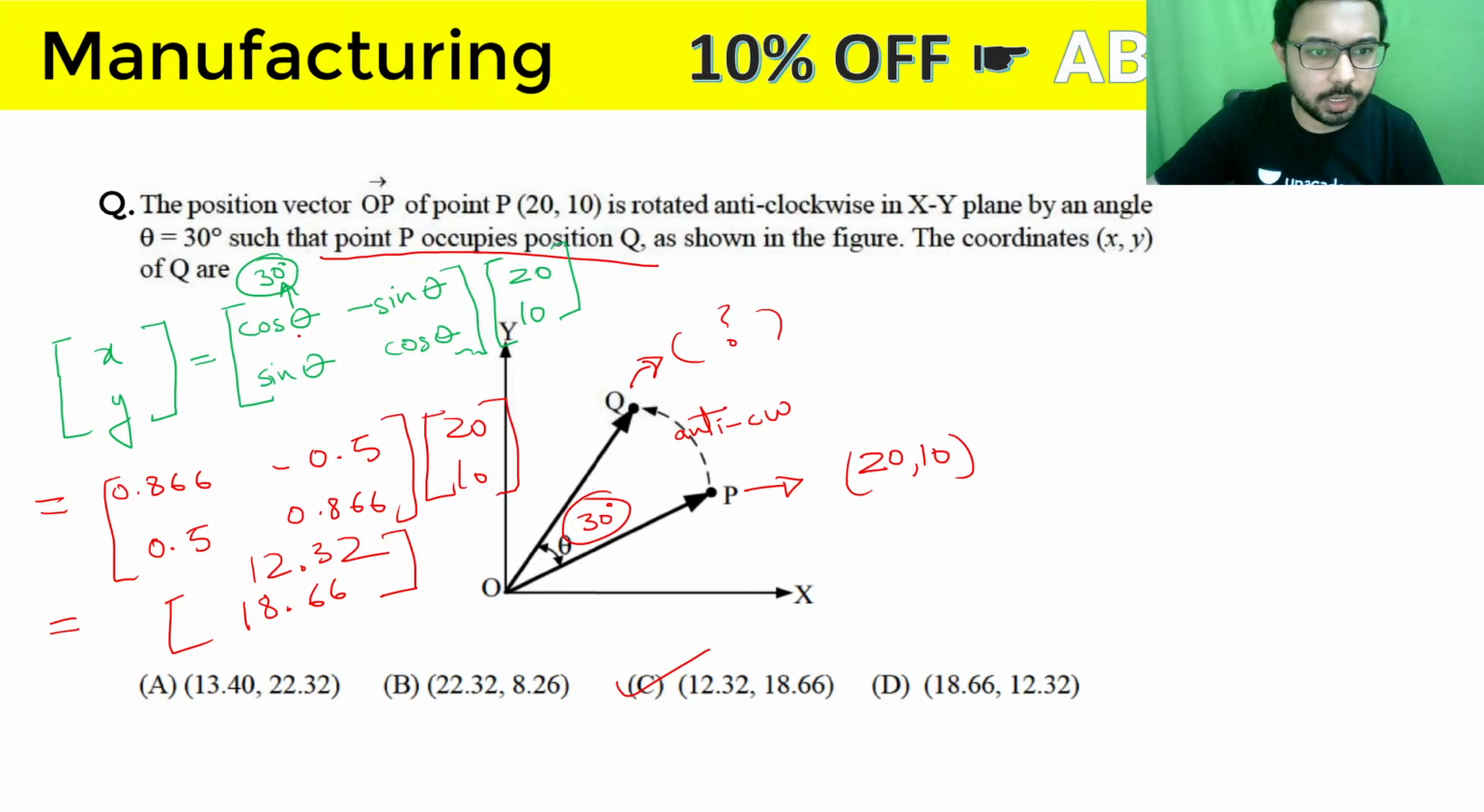We have simply written here cos theta minus sin theta, and sin theta cos theta, and we have multiplied this with 20 and 10 to get our correct answer. So by this you can solve this question, and you can also solve this question by the logic that this Q will be, since this is above the P, therefore its y will be greater than P's y, and its x coordinate will be less than P's x coordinate, because it is towards the origin, therefore it will have less x coordinate value.